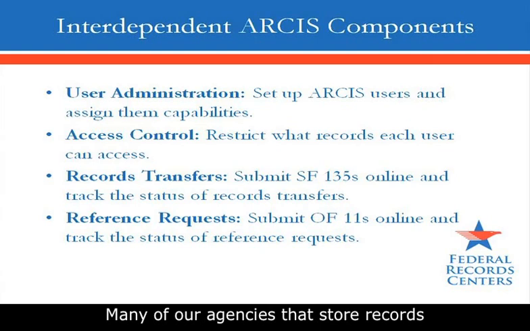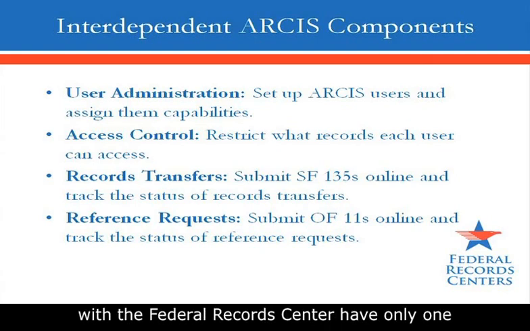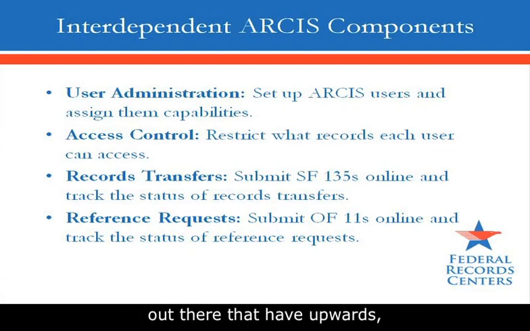Many of our agencies that store records with the Federal Record Center have only 1 record group, but there are some agencies out there that have upwards of, I've seen 24 individual record groups. So you can kind of see from this first access control that if you have an agency that has 10,000 transfers and say 2,000 of those transfers are only part of 1 record group, the list of records transfers that this person can access via the records transfers is now restricted down to those 2,000.